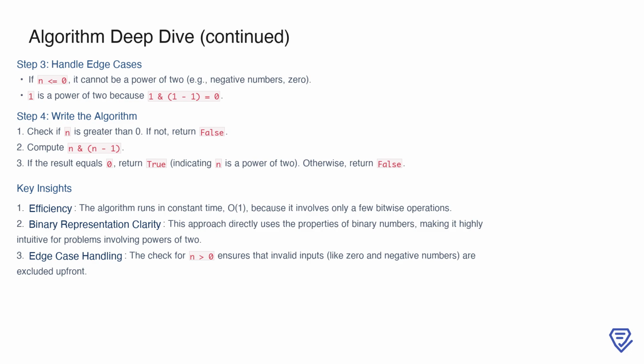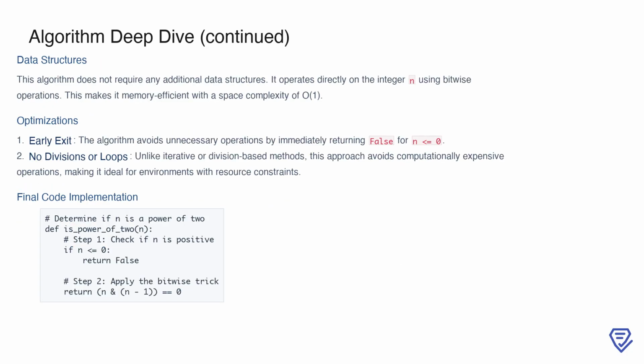The clarity of this algorithm lies in its direct use of binary properties, making it intuitive for problems involving powers of 2. Furthermore, by checking n greater than 0 upfront, we ensure that invalid inputs like 0 or negative numbers are excluded right away. What makes this algorithm even more appealing is that it does not require any additional data structures. It operates directly on the integer n, using bitwise operations, which results in a space complexity of O(1). The algorithm is not only memory efficient but also optimized for performance.